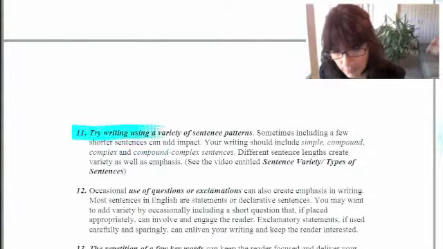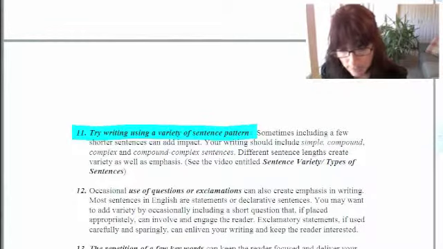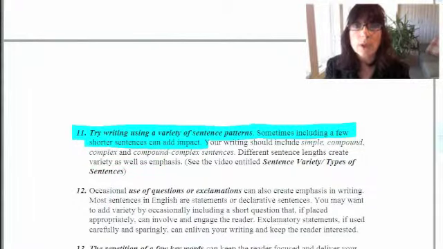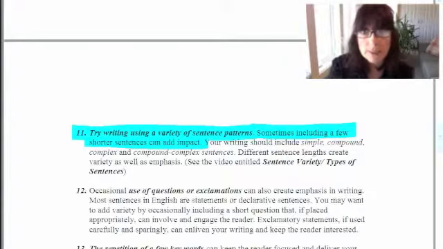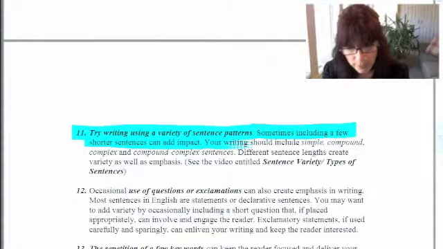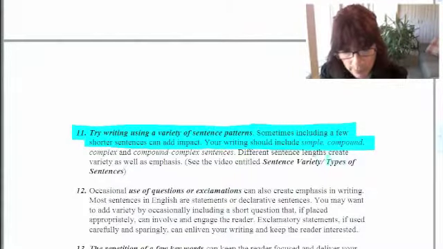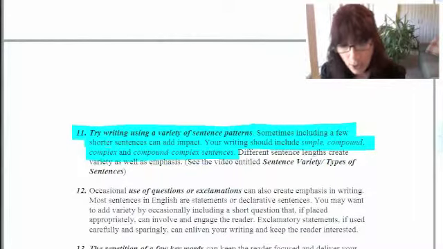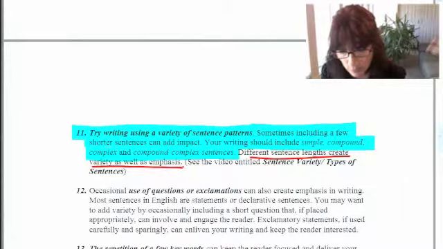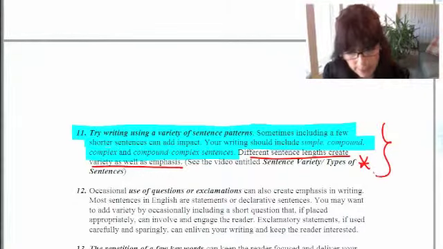Okay, the 11th point is try to write using a variety of sentence patterns. Sometimes you can include a few short sentences for impact. You don't want to write in a series of short sentences, and you do not want to include incomplete or sentence fragments in your writing. But you should include a variety of sentences, including simple, compound, complex, and compound-complex sentences. I believe that using different sentence lengths creates variety as well as emphasis.